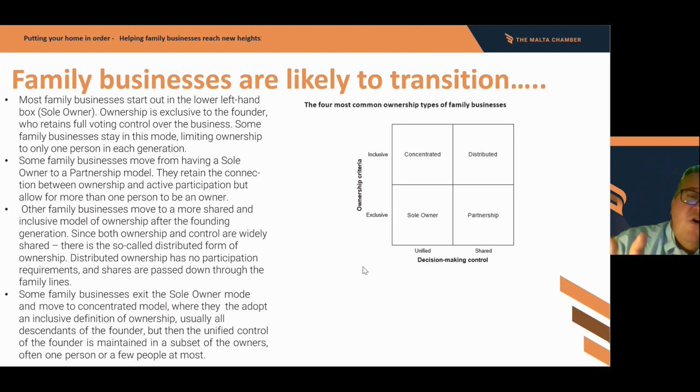However, some go down the route from sole ownership to partnership and then decide to go down the concentrated model, whereby they do an inclusive model of ownership. So they give ownership to all family members, but when it comes to control, to voting rights, to decision making, they prefer a unified approach, whereby a smaller subset, normally people who are very much involved in the business, or one person, has the voting rights and is the person who ultimately can call the shots.